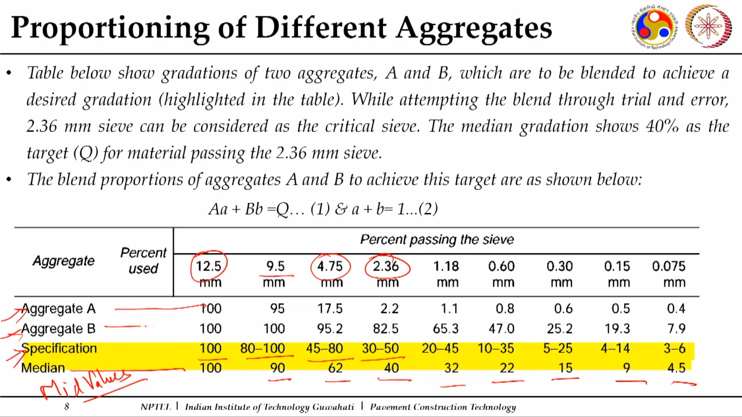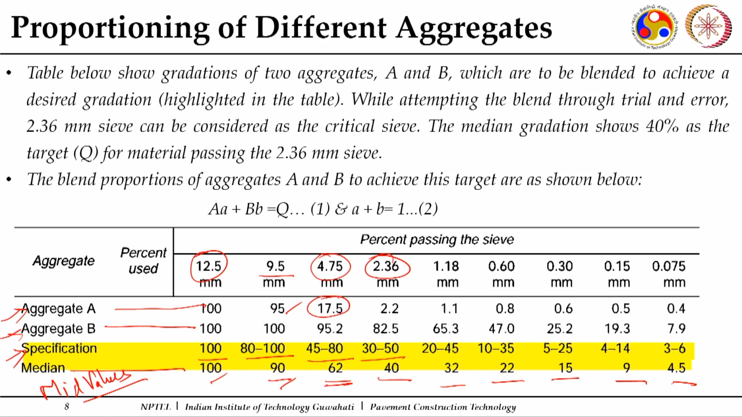Now, the individual gradation of these two materials is given. Can I work it out with a single source only? If I do not use aggregate B and go with aggregate A only, then with 100% of it, 100% will pass, which meets this requirement, and 95% passes, which meets this requirement. But when it comes to 4.75, only 17.5% is passing, while I require a material which should be 62% passing. So using A alone will not work out.